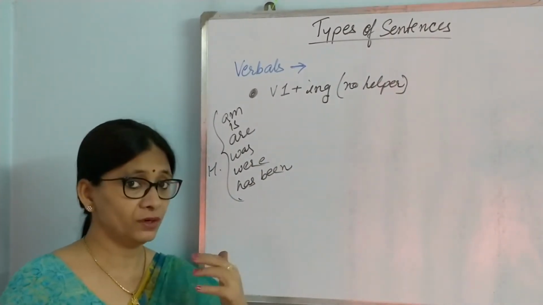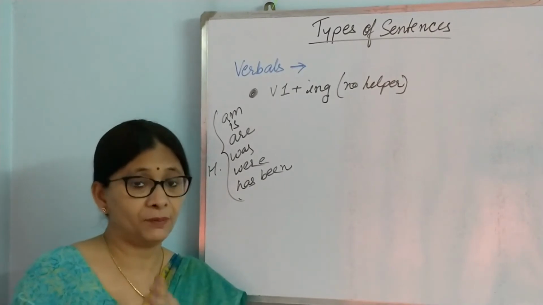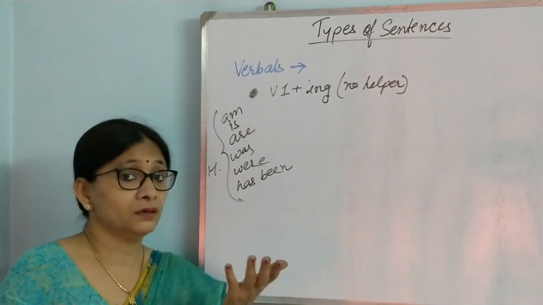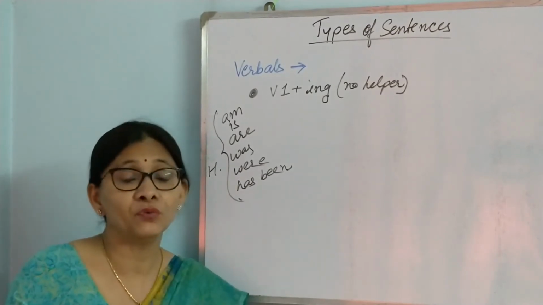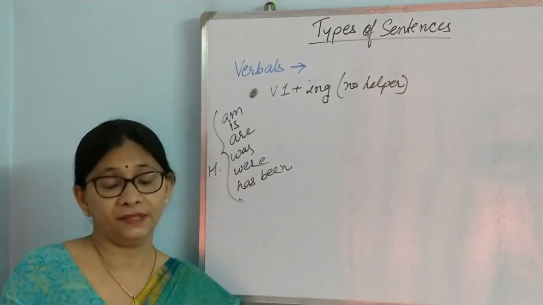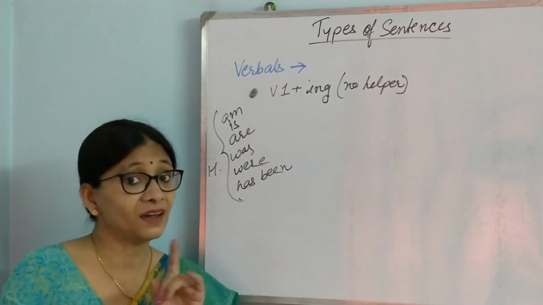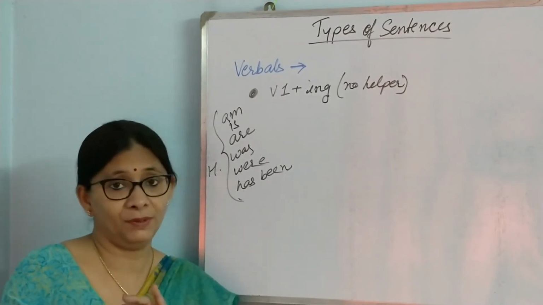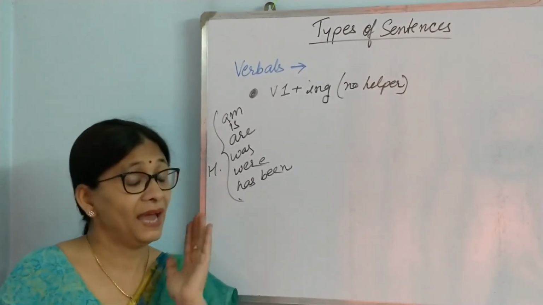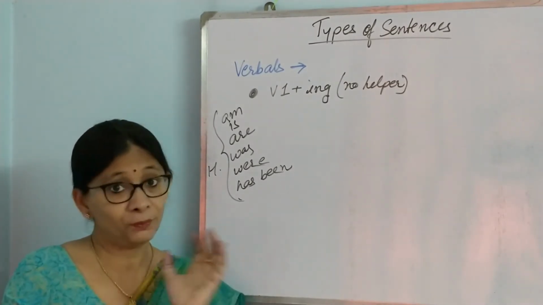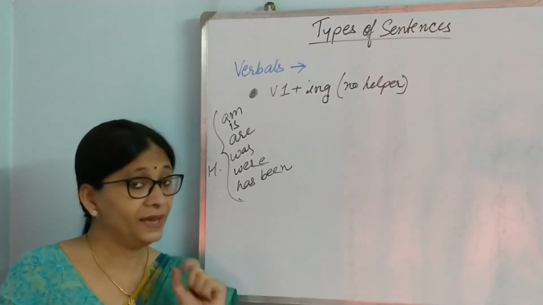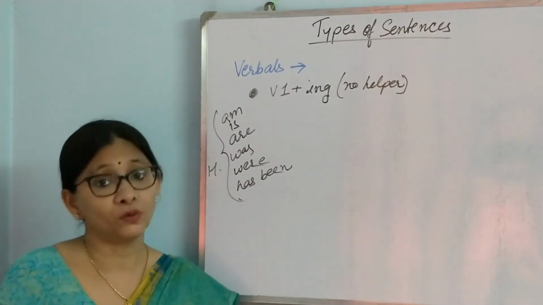If V1 ing words, that means sleeping, dancing, talking, are not preceded by a helper verb, we cannot take them. This is the cardinal rule. Just keep in mind that a helper verb has to be with the ing form of the verb for it to be taken as a verb. If no helper, that is not a verb.